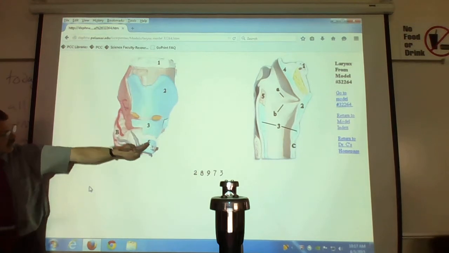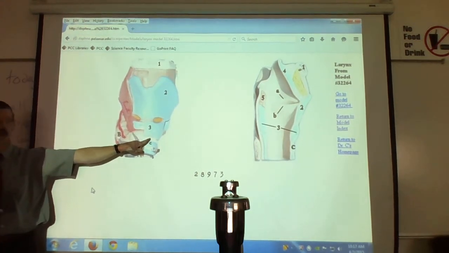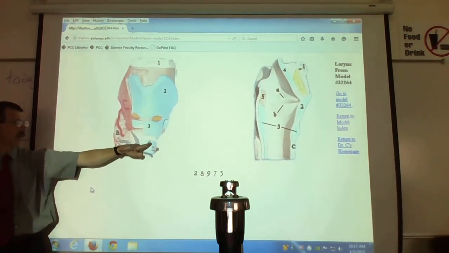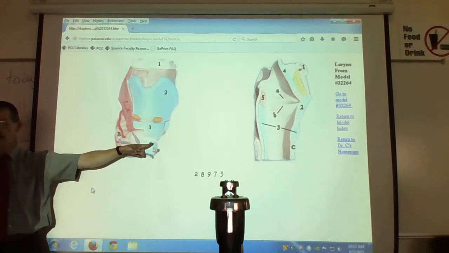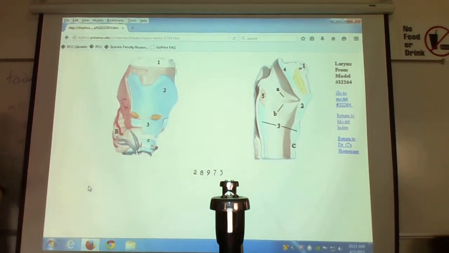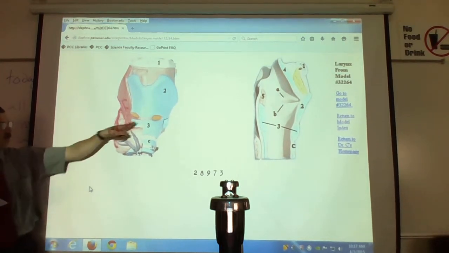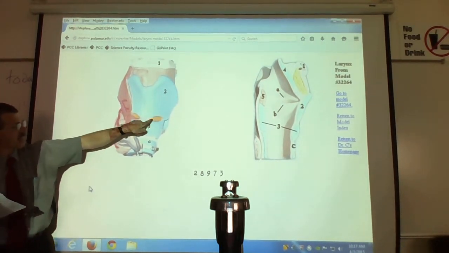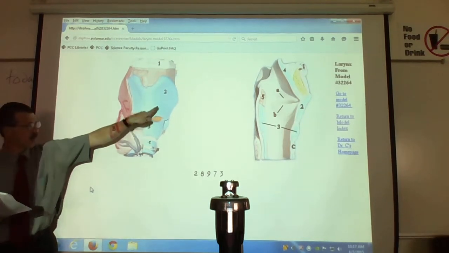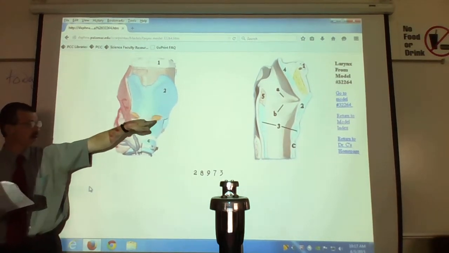Between number 3 and C, that white thing there. It's between my cricoid cartilage and my tracheal cartilage. Okay, cricothyroid. The other one, between 3 and 2, right? Between this thing in here. Between number 3 and number 2, because this is cricothyroid.